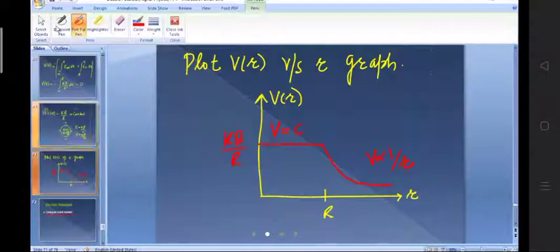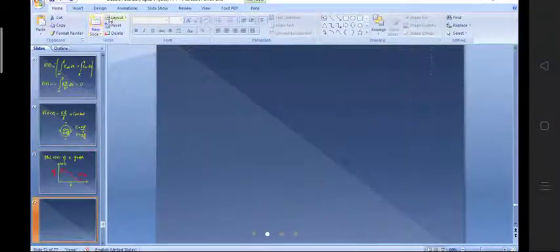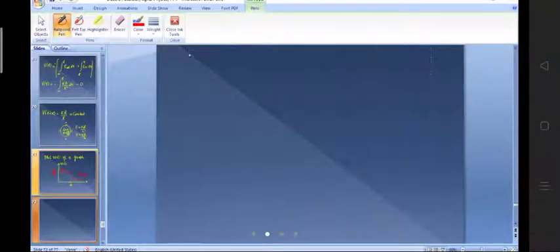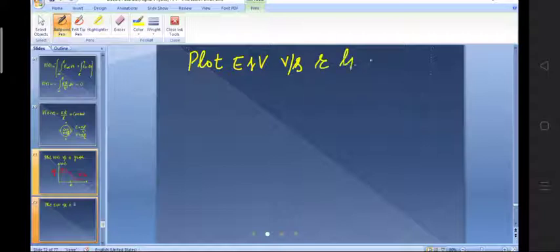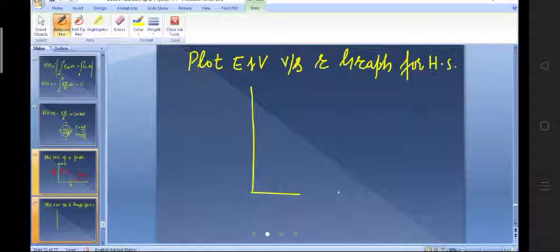Then you can do one more example here as well. You can do this example as a plot of E and V versus R graph, for a hollow sphere. So here I will write, for a hollow sphere, the electrostatic field and potential versus R graph.